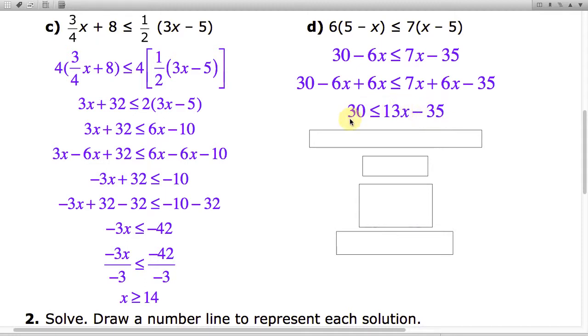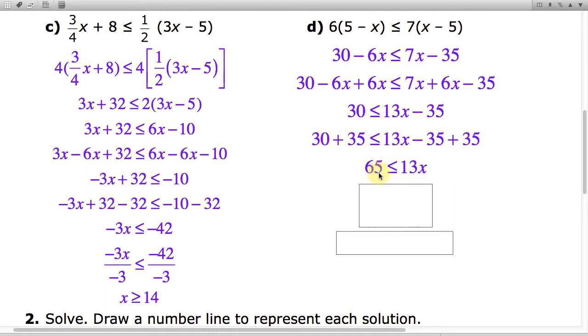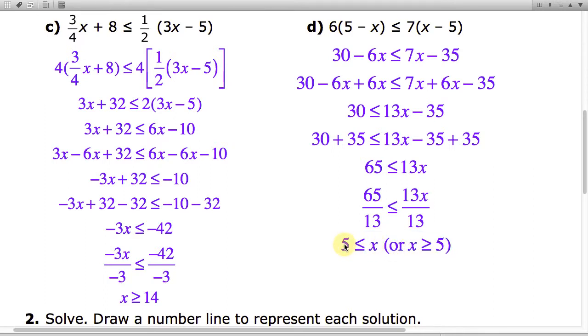Now I want to have constants on the other side, so I'm going to have to take the negative 35 and add 35 to it to get 0. So adding 35 to the left, we end up with 65. Now we divide both sides of the equation by my favorite number, my lucky number, 13. And as a result, we get x is greater than or equal to 5. Well, you might be reading this from left to right, 5 less than or equal to x, but you could also read it as x is greater than or equal to 5.